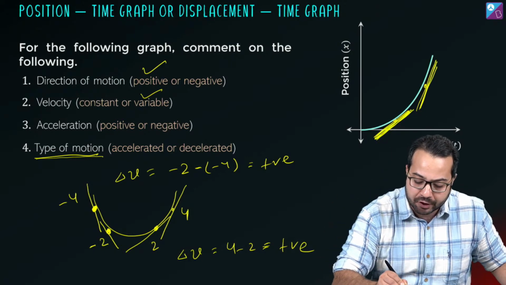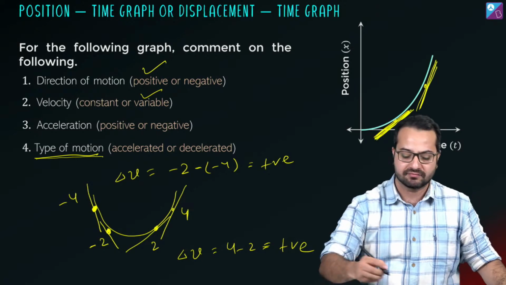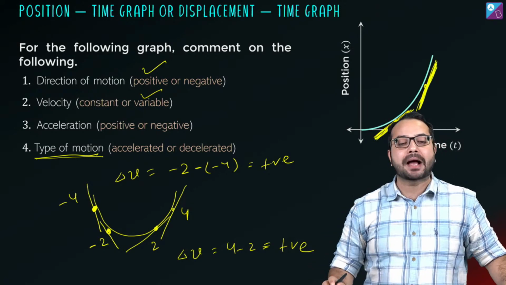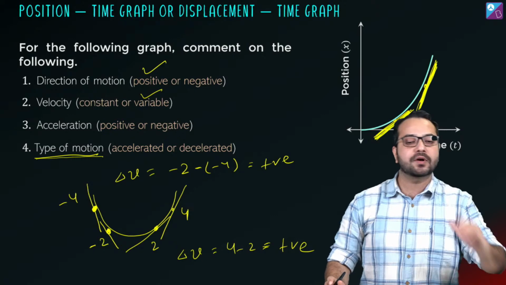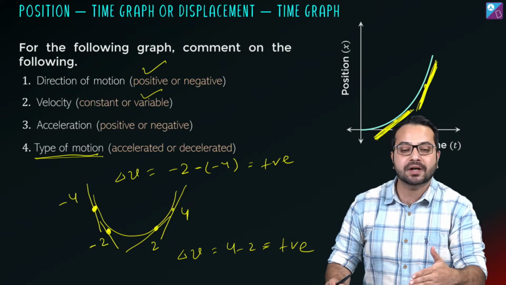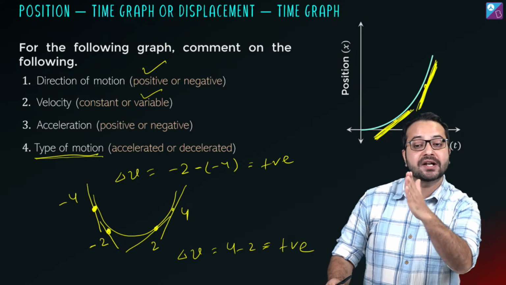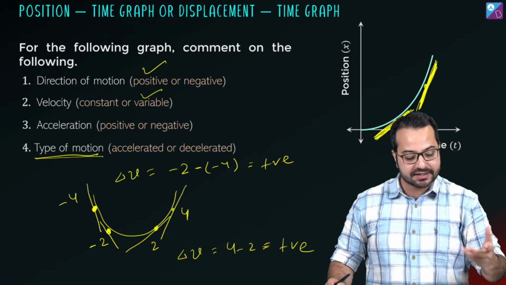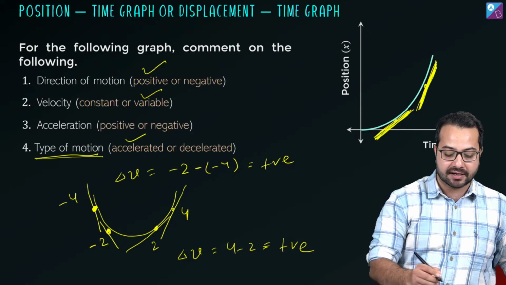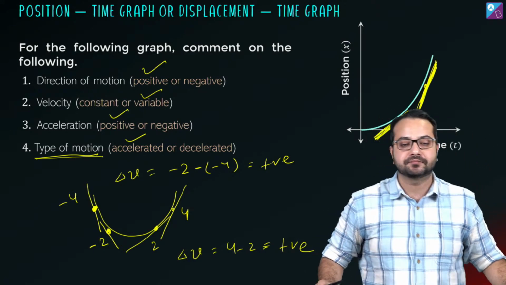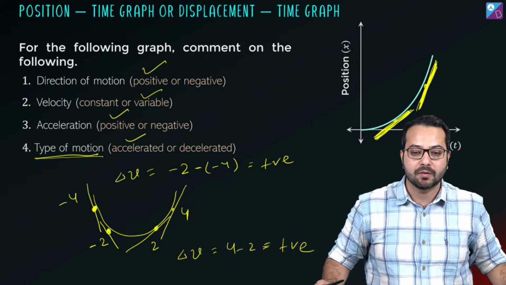Here the slope का magnitude is less because सोया हुआ है. Here the slope का magnitude is more because it is more vertical. Is that correct? ठीक है? So what is happening? The magnitude of velocity is increasing, the speed is increasing, and when the speed is increasing, we can say that this is accelerated motion. Is that correct? Clear? Perfect.